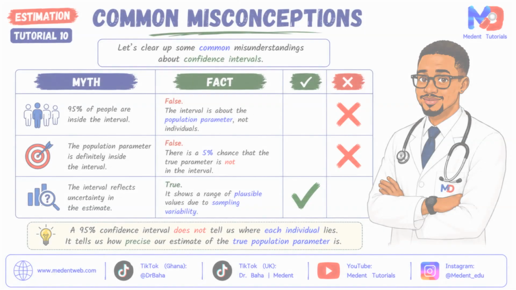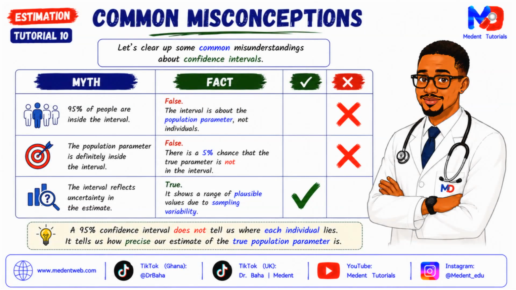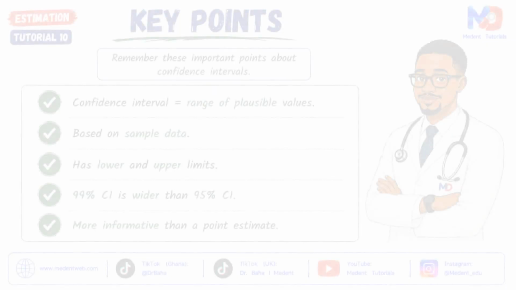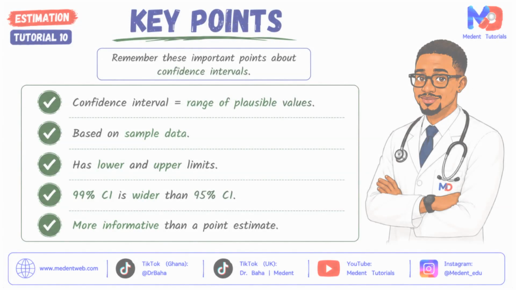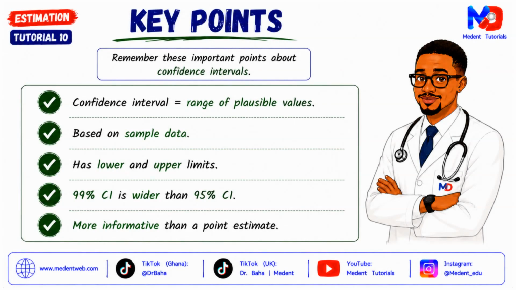There are a few things you need to know. Confidence intervals are often misunderstood. They do not describe individual people. These are some misconceptions you need to be aware of. Instead, they describe uncertainty about the population parameter. These are the key ideas you should always remember whenever you interpret confidence intervals.